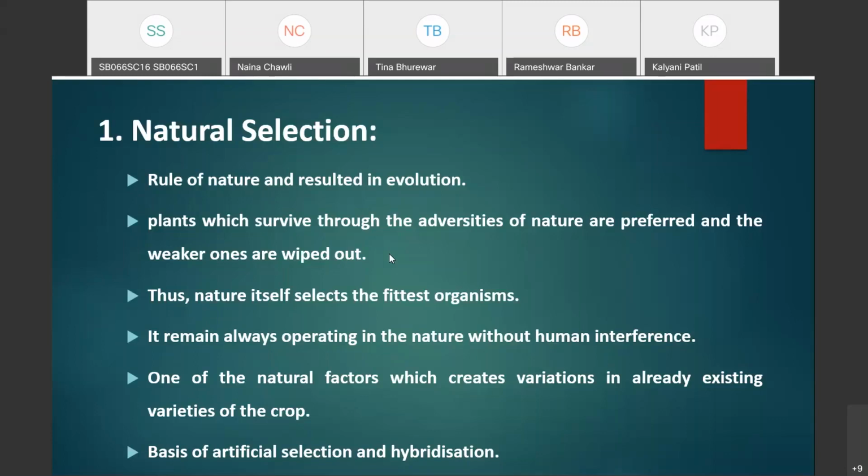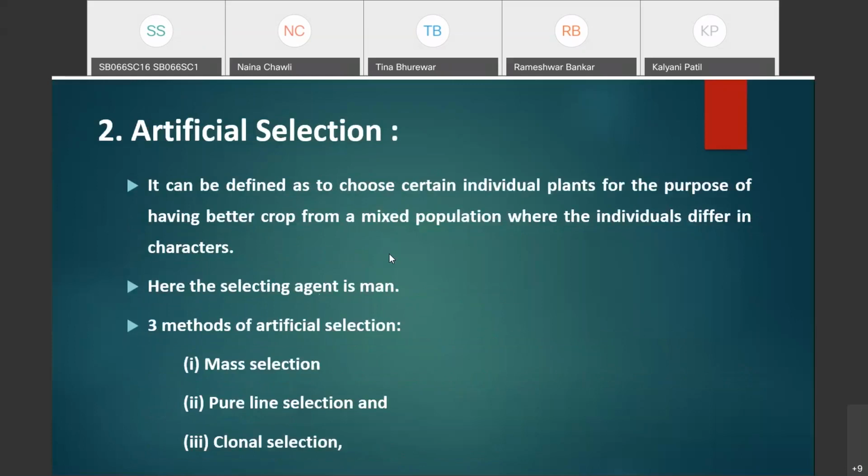Natural selection is the rule of nature and it results in evolution. Due to natural selection, genetic variation is created in the different types of plants, and this genetic variation is the basis for artificial selection. It is continuously operating in nature without any human interference. It is one of the natural factors which creates variation in already existing varieties of the crop, and it is the basis of artificial selection and hybridization. Then the second method of selection is artificial selection.